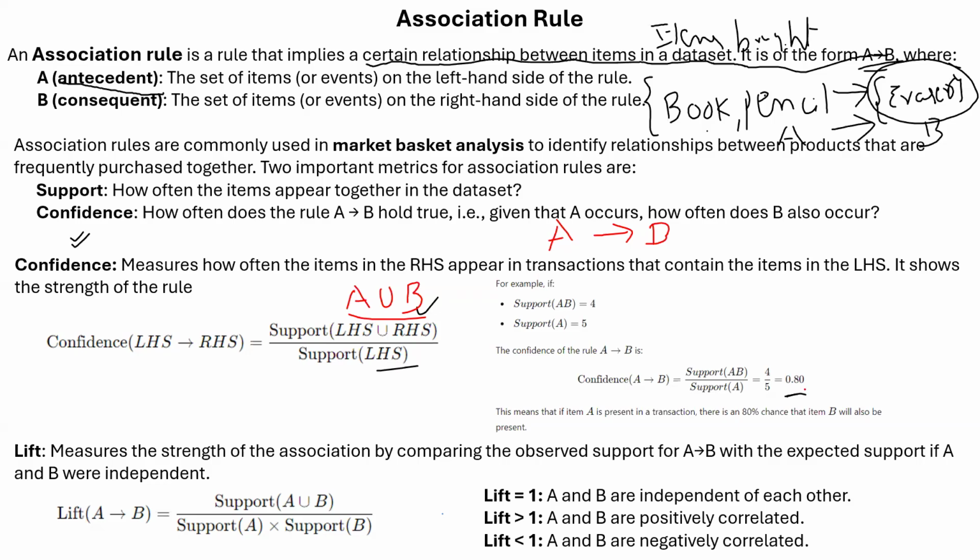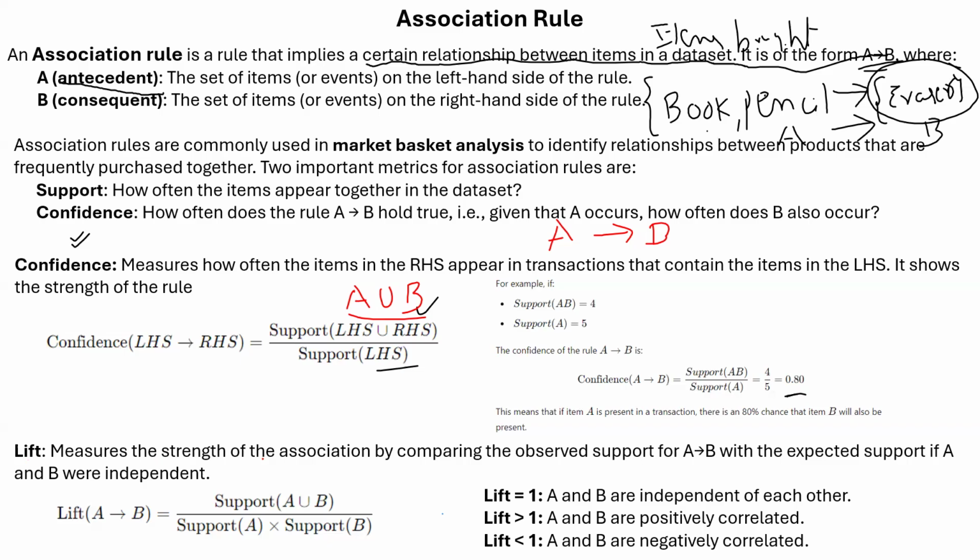This means that if an item A is present in a transaction, then there is an 80% chance that item B also will be present. That is what it actually calculates. Got it? So that is what confidence actually measures. But there is a hiccup with confidence. Before going there, just understand what lift is.